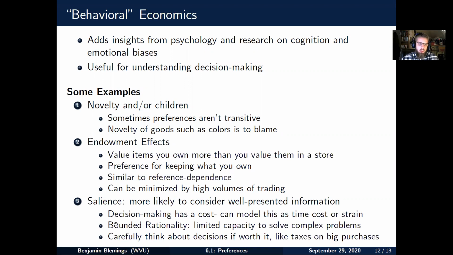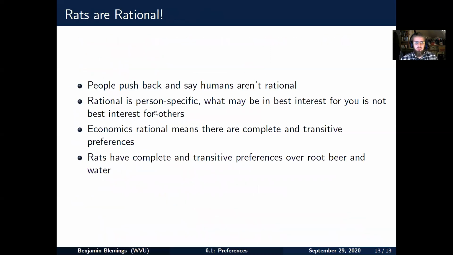And something related to that is bounded rationality. So you have a limited capacity to solve complex problems. And we still think that you carefully think about decisions, especially if it's worth it, like if there's taxes on a big purchase, that would be a big expenditure in terms of tax money for you. And so these are twists on the model that I've shown you earlier. But one of the reasons that I still think the model without these behavioral economics tweaks is useful is that rats are rational.